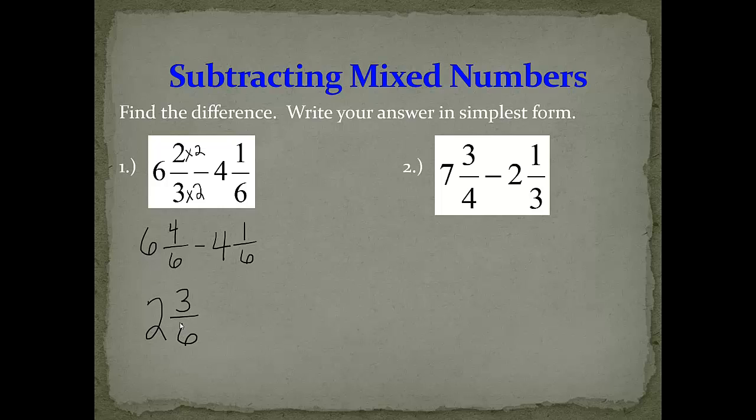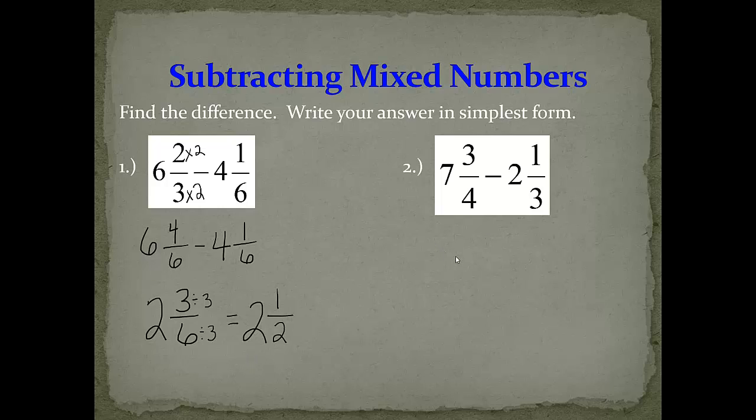The directions did say to write our answer in simplest form. 3/6 can be simplified because we can divide the top and the bottom both by 3. So this will equal 2, and then 3 divided by 3 is 1, and 6 divided by 3 is 2. So our answer is 2 1/2.